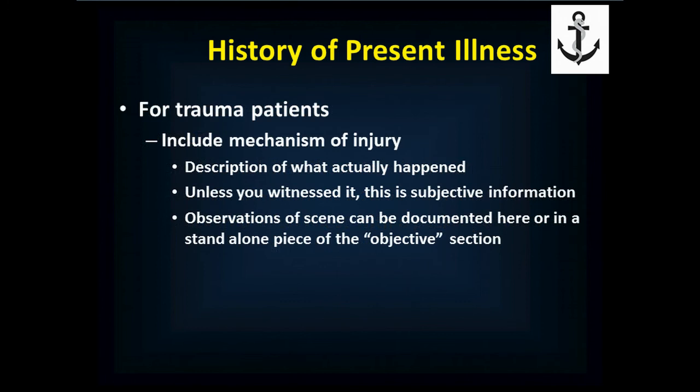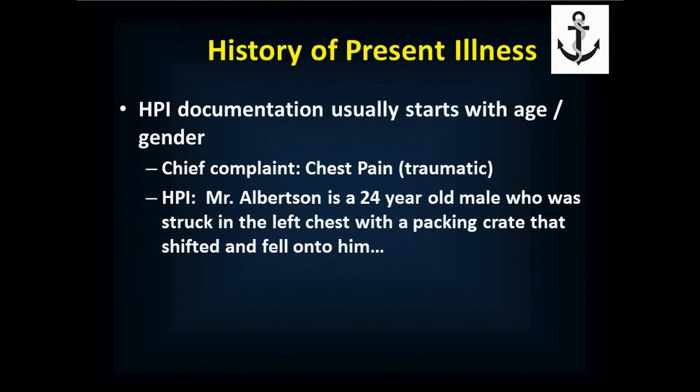For trauma patients, you're going to describe that mechanism of injury. So looking at this history of present illness we just took, the mechanism of injury was struck in the left chest with a packing crate that shifted and fell onto him. Now you might need more details about that. Was it a little crate? Was it a 4-ton crate? How high did it fall? From what distance? But that at least gives you a mechanism of injury to think about.